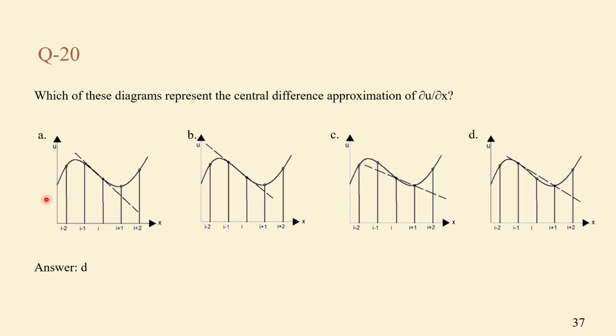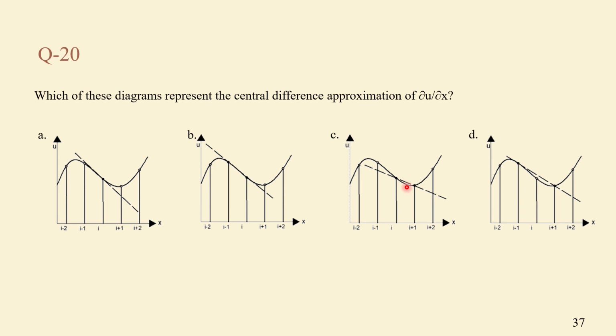In question 20, if option A utilizes only this particular point, that is false. Again, option B utilizes only this particular point, again it is wrong. Option C utilizes only the forward point, again it is wrong. Wrong in the sense that it is not suitable for the central difference approximation that we are dealing with.